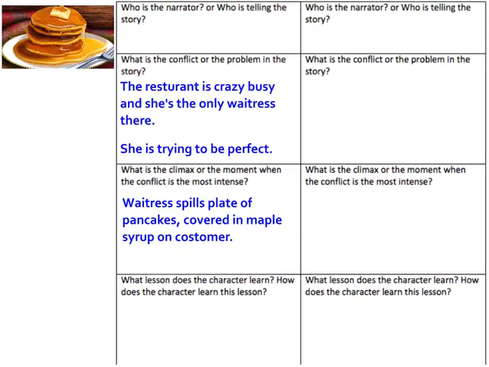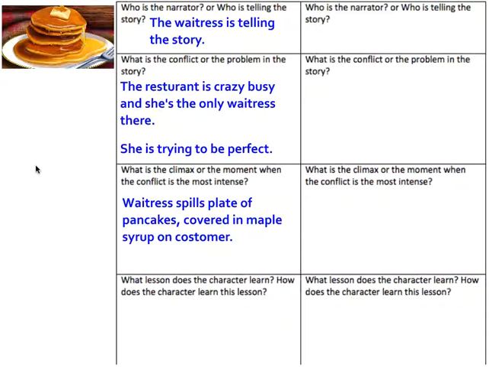Who's my narrator? Who's telling my story? So we're going to write in first person, which means that we are telling it from a character's perspective. We're using pronouns like I. So I'm going to say that the waitress, my main character, is the one telling the story.